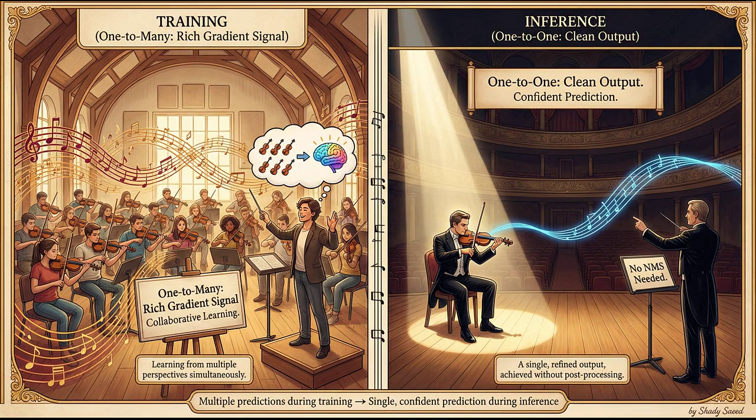YOLO v10 pioneered NMS-free inference by using dual label assignment during training. A one-to-many head assigns multiple predictions per ground truth object for rich gradients, and a one-to-one head assigns exactly one prediction per object for clean NMS-free output. During inference, only the one-to-one head is used. YOLO 26 inherits and refines this. The analogy: during rehearsal, the whole orchestra practices each passage. During the concert, only the first chair plays the solo.